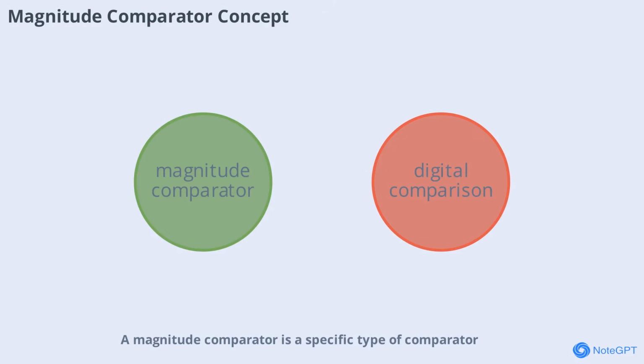A magnitude comparator is a specific type of comparator that determines the relative size of two binary numbers. It outputs signals indicating whether one number is greater, less, or equal to the other. Magnitude comparators are commonly used in sorting algorithms, arithmetic units, and digital control systems. Their ability to quickly compare values makes them vital in high-speed digital applications.